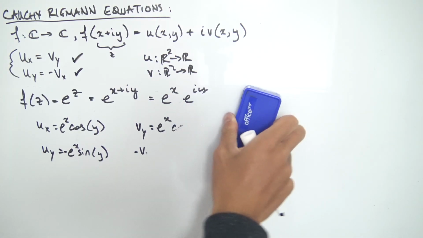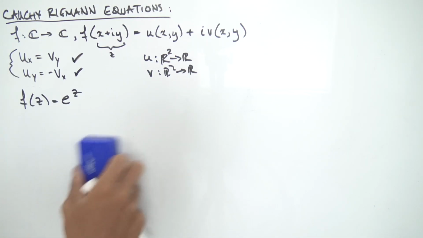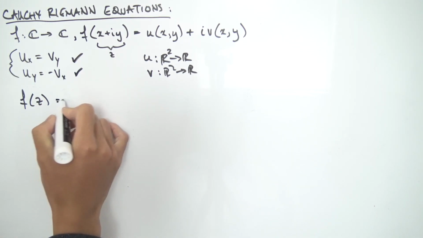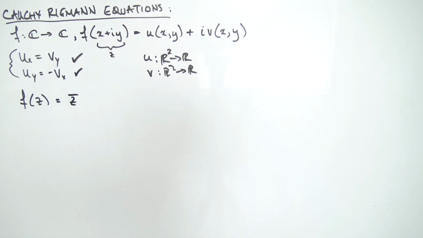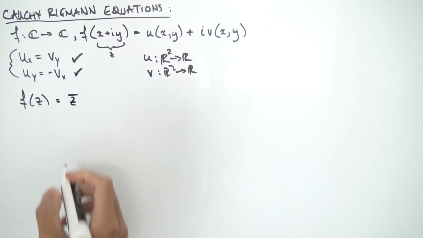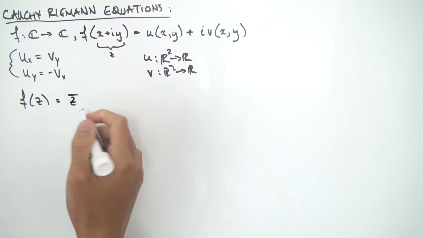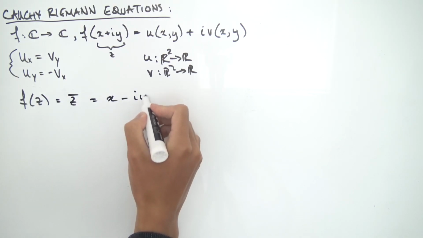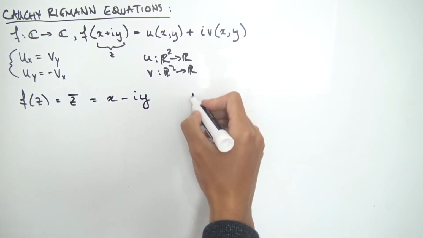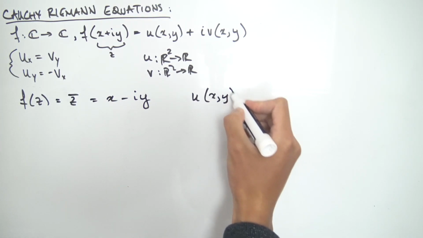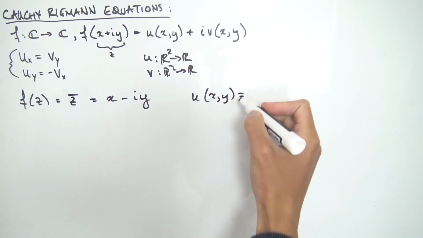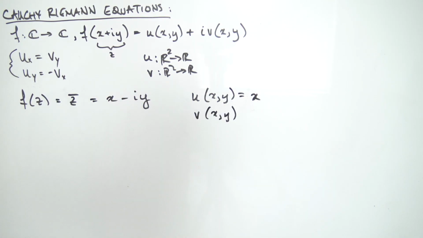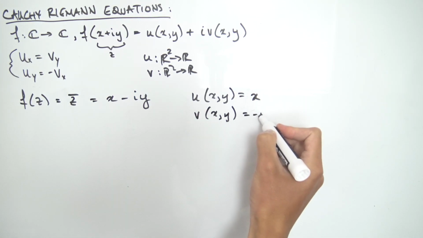And now for another example, we want to take a look at a bit of a strange function. It's the conjugate function. So f of z is equal to z bar. First of all, let's decompose this function into its real and imaginary part. That's pretty easy to do. That's exactly going to be x minus iy. So in this case, u of x comma y is going to be equal to just the real part, which is x, and then v of x comma y is the imaginary part. That's going to be minus y.